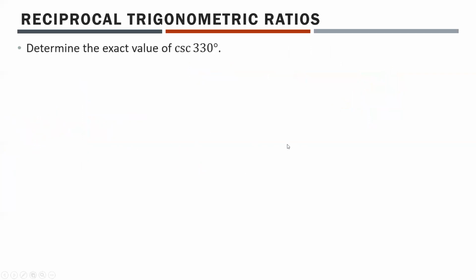Next question, reciprocal trig ratios, everybody's favorite thing. Determine the exact value of cosecant 330 degrees. Okay, there's a couple things going on in this one. You could turn this into a reciprocal sine ratio if you're more comfortable with that. What I can do on this one, though, I'll just show you how I would personally do this.